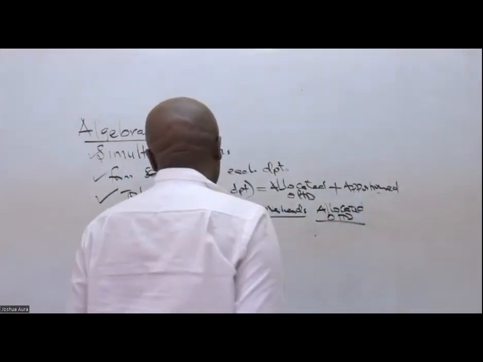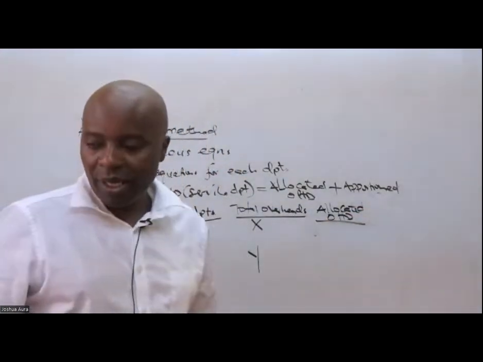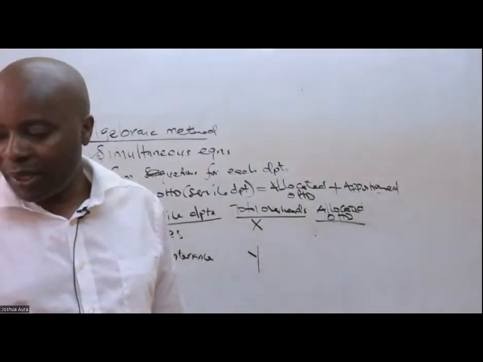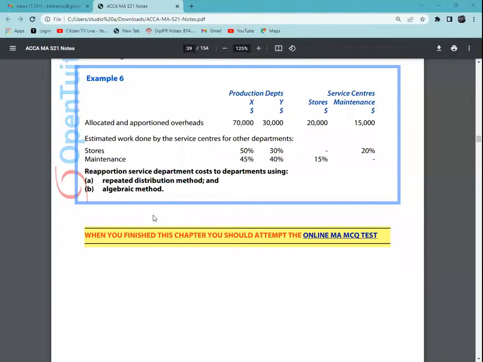So the allocated overhead, ladies and gentlemen, stores, what do we have here? Allocated overhead. We can see the overheads are here, allocated. So stores has been given 20,000, maintenance has been given 15,000. So 20,000, and then we have maintenance has been allocated 10,000 like that.